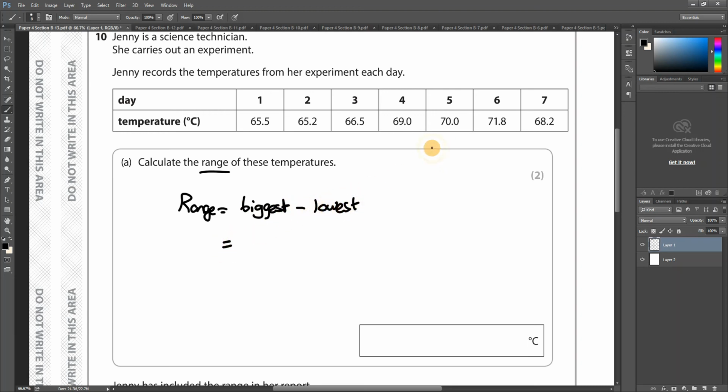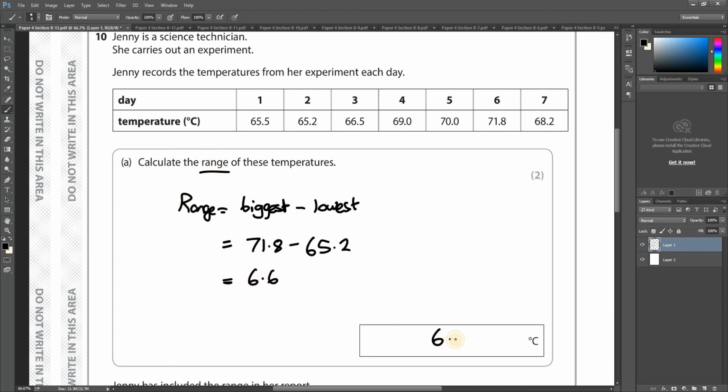So in this case, biggest one is, just to double check, that one there, 71.8, take away the lowest one, which is 65.2, that one there. Let me just double check. Yeah, it looks like it. 65.2. Again, let's just stick it in the calculator. 71.8 take away 65.2. You get 6.6 as your answer.